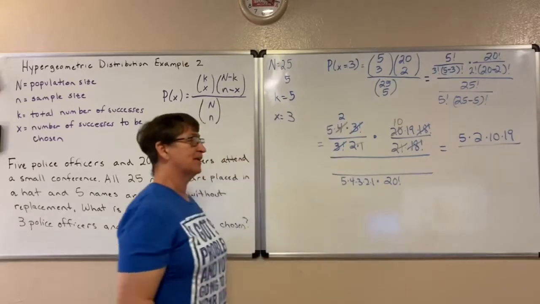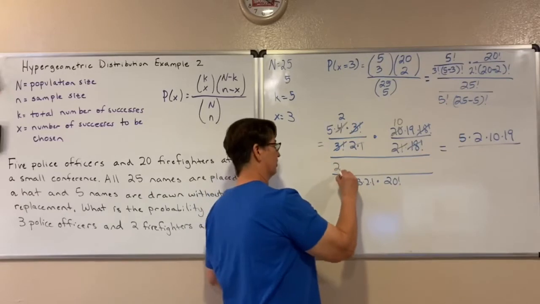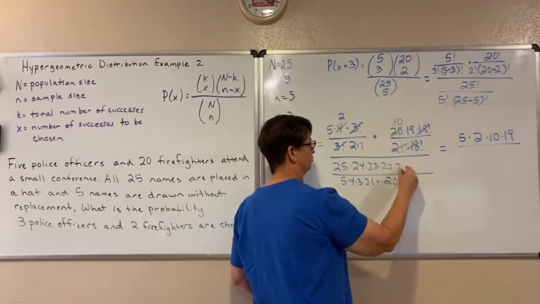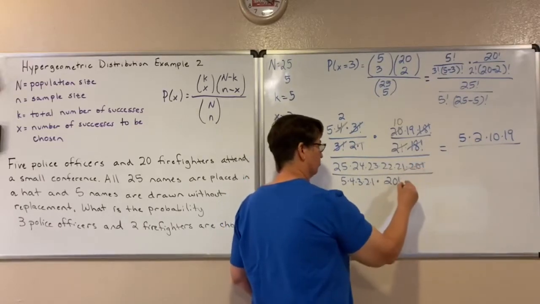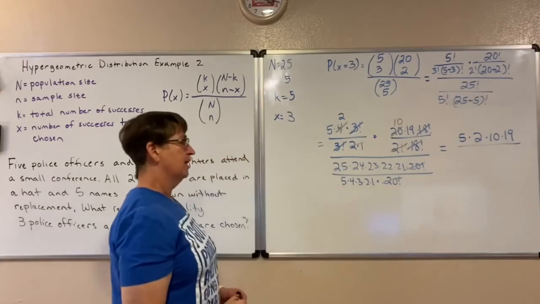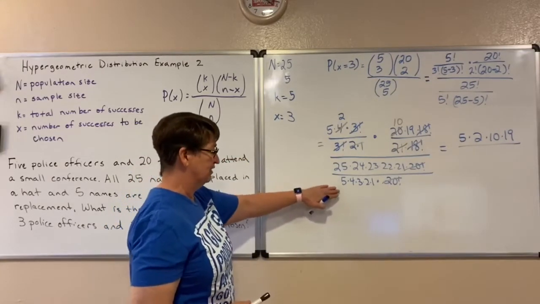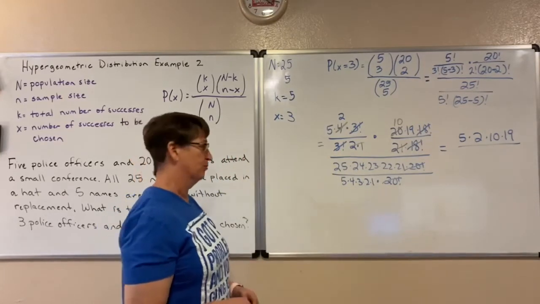On top, I'm going to count down from 25 until I get to 20, so that I have 25 times 24 times 23 times 22 times 21 times 20 factorial. The two 20 factorials become 1. And now I'm looking for ways to reduce. I know from doing combinations that these should all be able to divide into those top numbers.